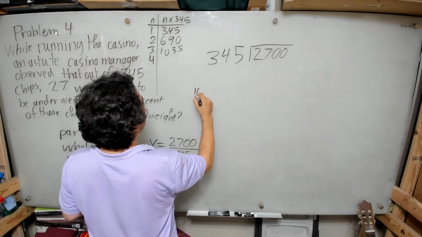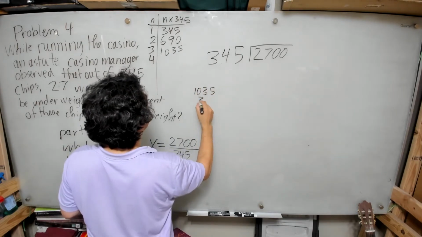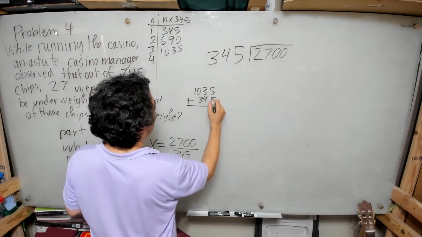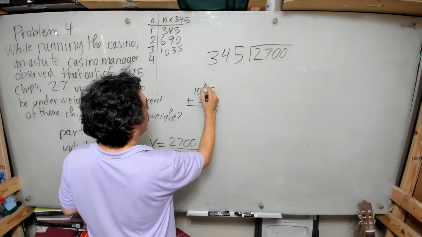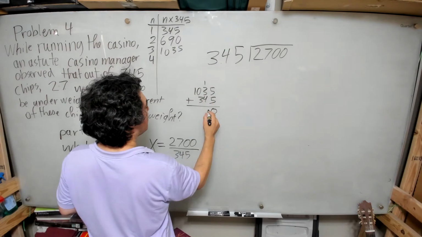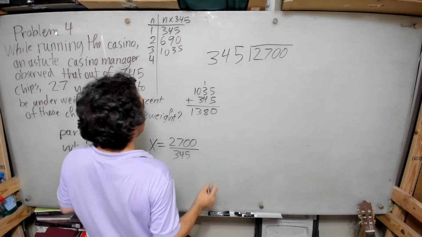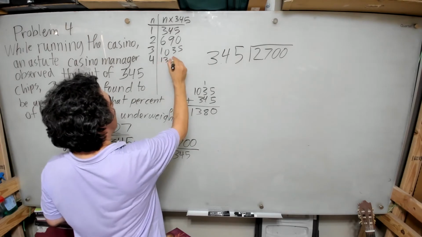So 1035 plus 345 will be 5 plus 5 is 10. Carry the 1. 1 plus 3 is 4. Plus 4 is 8. 0 plus 3 is 3. And then 1. So 1380.